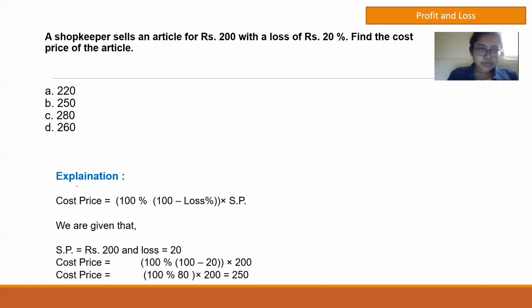So over here, the explanation for this particular question. This is the formula which we will use: cost price equals 100 divided by 100 minus loss, into selling price. What selling price is given? We are given 200. And what's the loss? 20, right? So for the cost price, we will just substitute the values: loss 20, selling price 200, right? So we get this particular number.